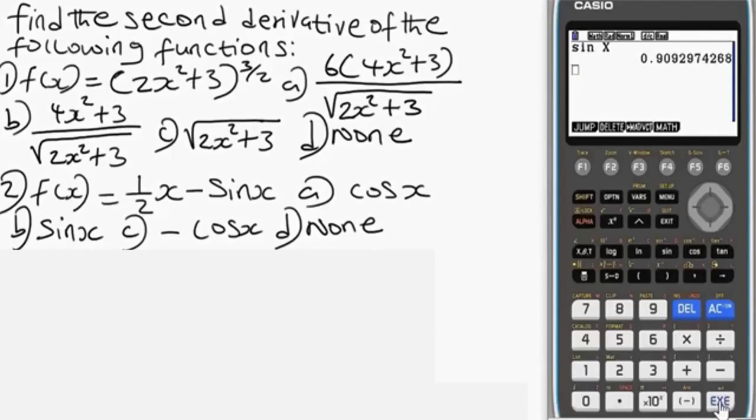Option B. Quickly check option C. I know that it's going to give a different value. The answer is what? Option B. Option D is none. It's as simple as that, guys. So that's for second derivative.